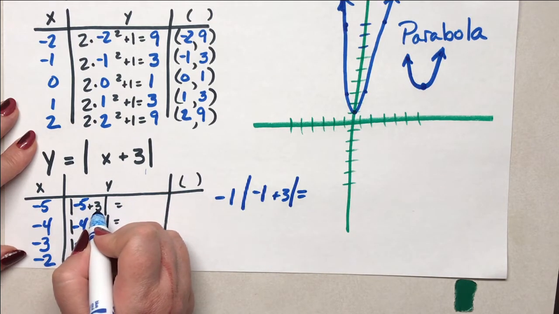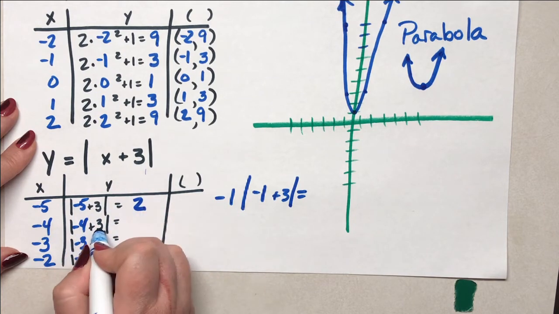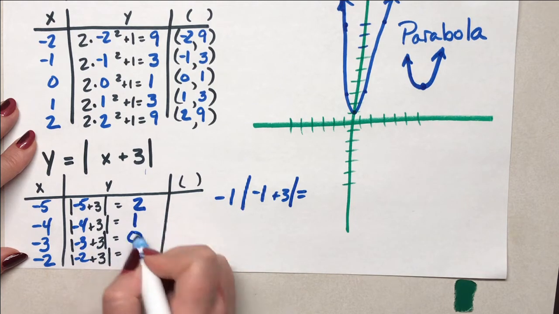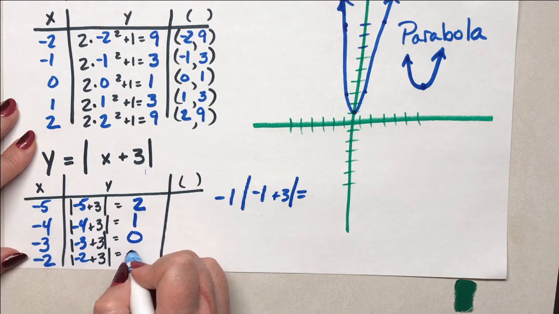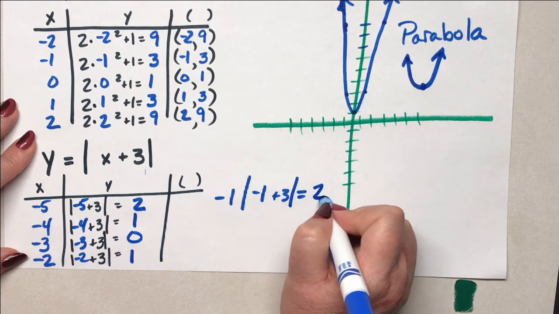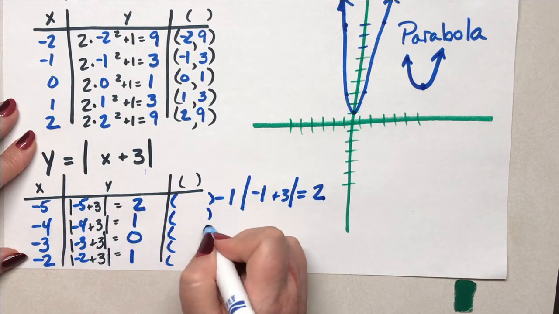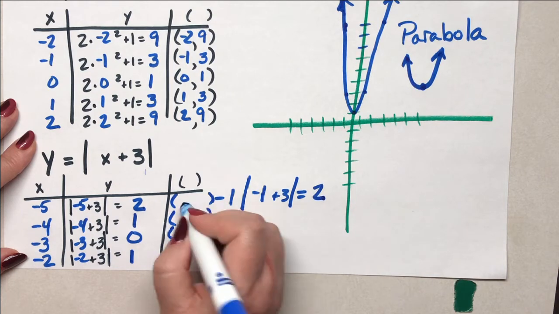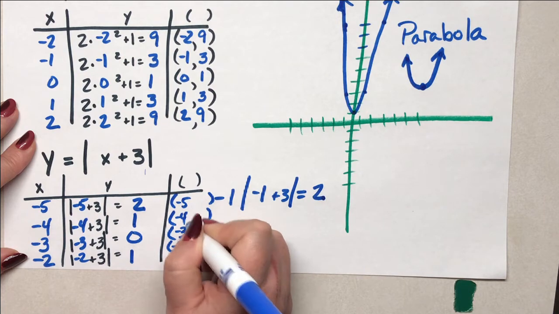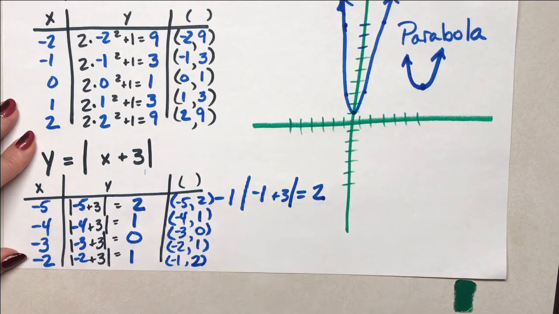-5 plus 3 is -2. Absolute value of -2 is 2. -4 plus 3 is -1. Absolute value. -3 plus 3 is 0. -2 plus 3 is 1. -1 plus 3 is 2. So let's stick all 5 of them in here. So we have -5, -4, -3, -2, -1, 2, 1, 0, 1, 2.